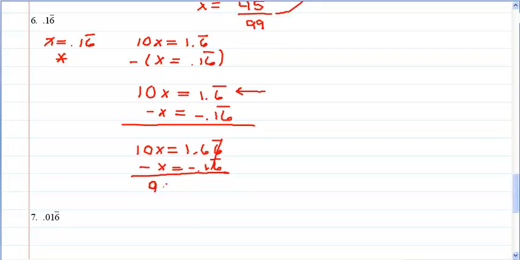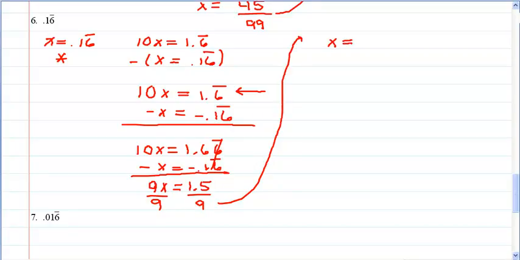So that I have 9x equals 1.6 minus 0.1 is 1.5. So I divide both sides by 9. And I get x is equal to 1.5 over 9. And you never want a decimal in a fraction, so you want to move it over once, add a 0. So x is equal to 15 over 90.